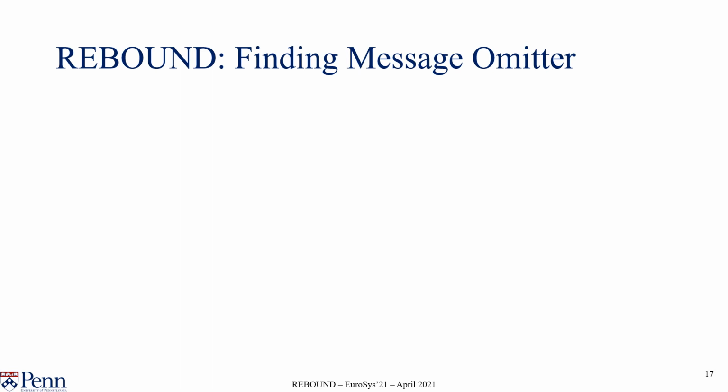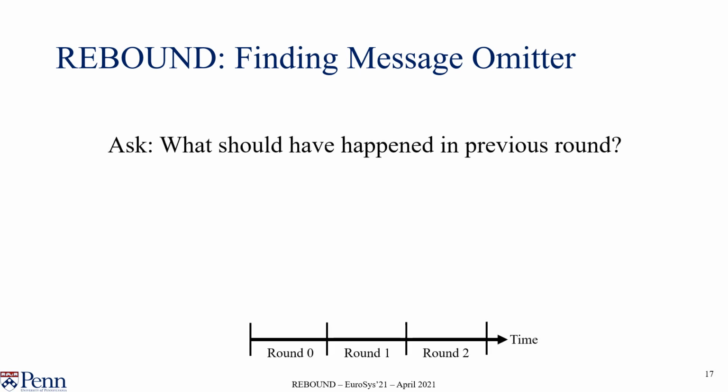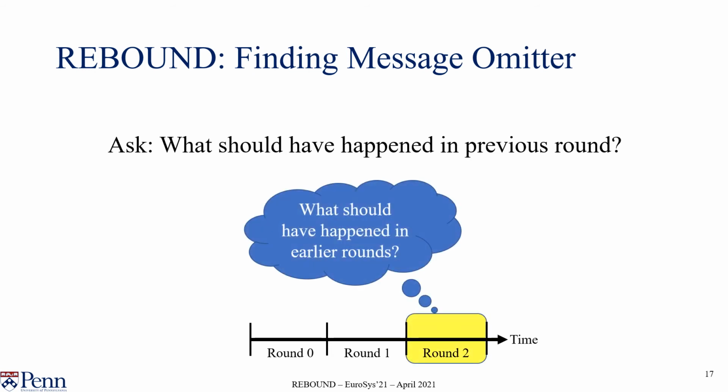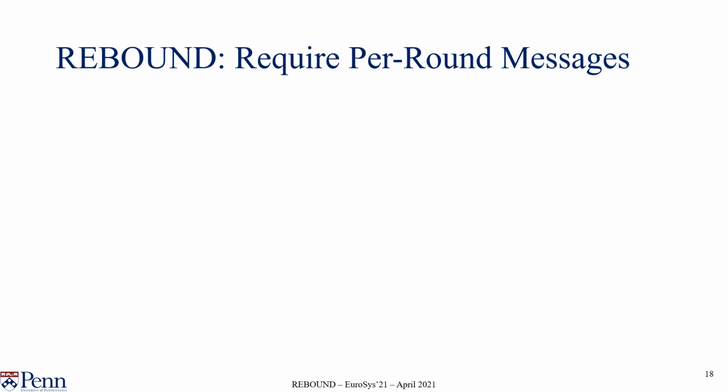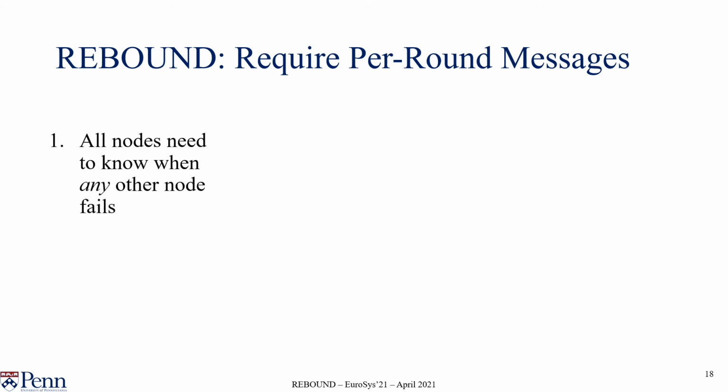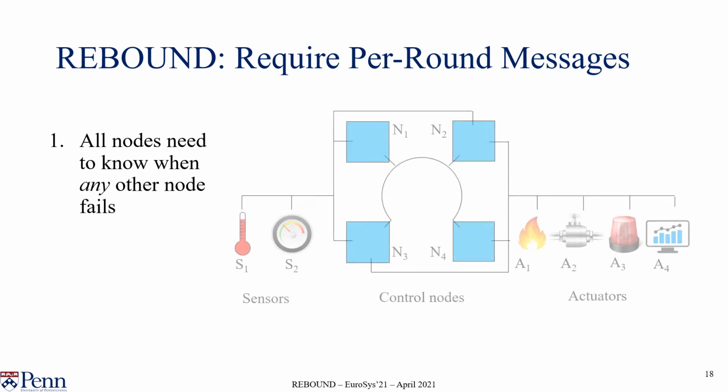Barring these complexities, we can summarize our approach as asking what should have happened before. That is, if a node is currently in round 2, then it will wonder what should have happened in earlier rounds in order to reason about which nodes and links are currently healthy. Another aspect of ensuring correct operation of the system is making sure that all nodes know when any other node in the system fails, because otherwise the mode that the nodes are operating in will diverge.